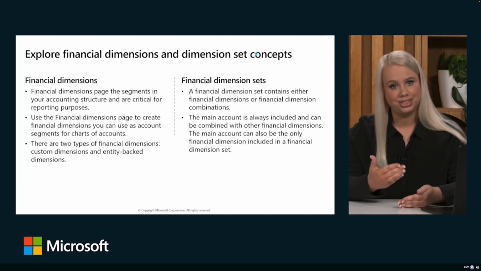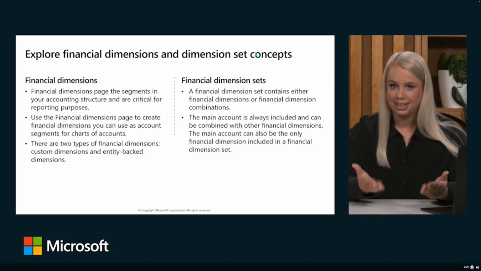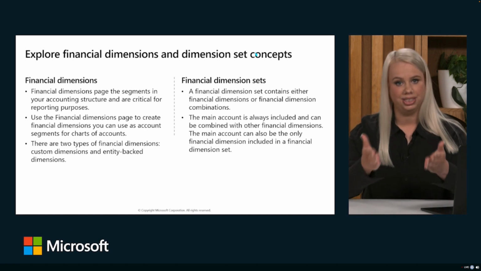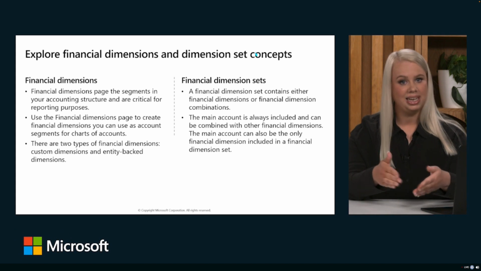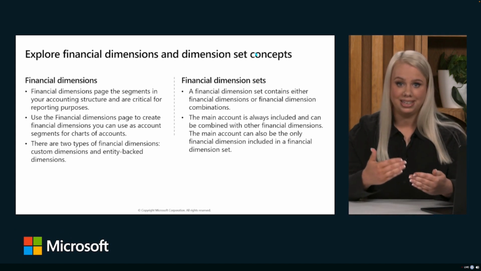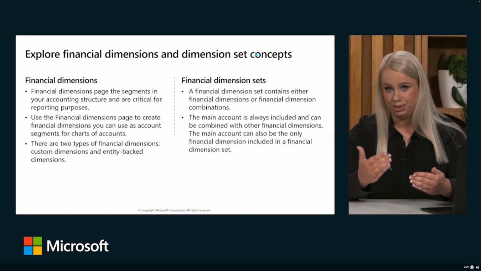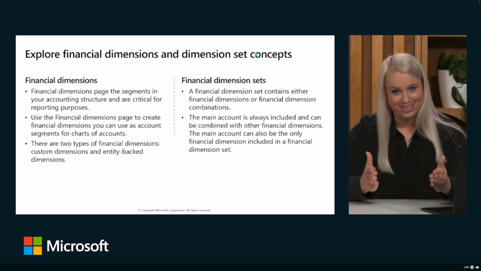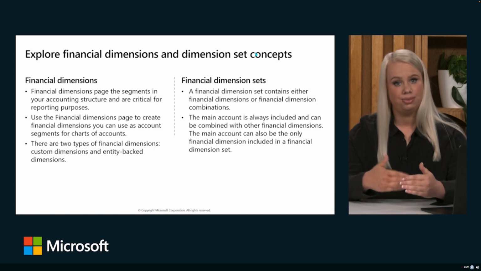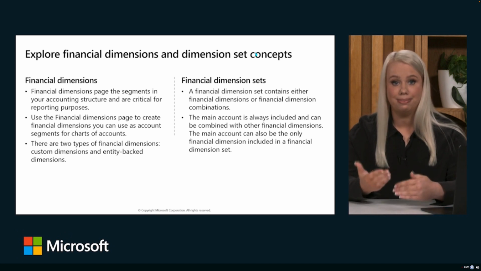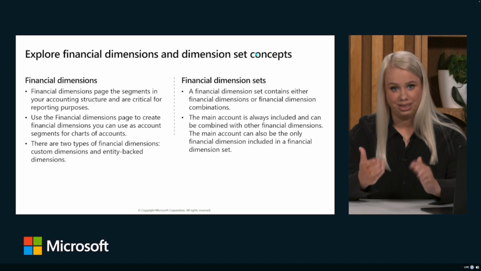So custom dimensions are where you, as the user, define what the financial dimension is. Entity-backed financial dimensions, on the other hand, are where you're selecting a system-defined entity to base the financial dimension on. Then to add on to that, we also have financial dimension sets, which allow you to create a combination of the main account and financial dimensions.